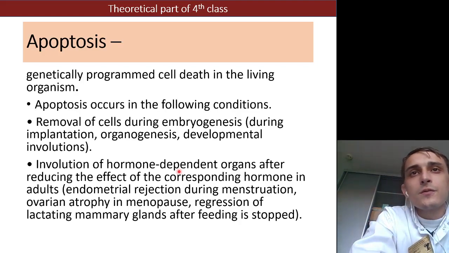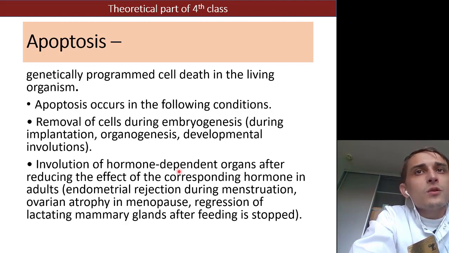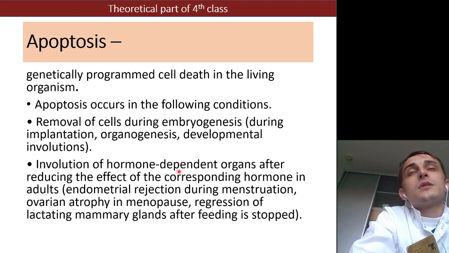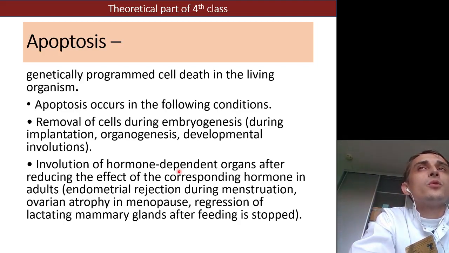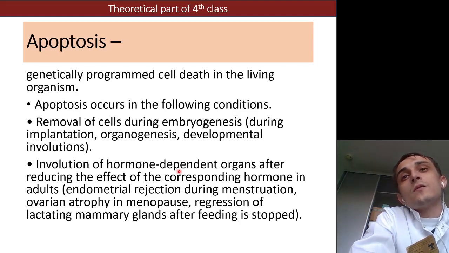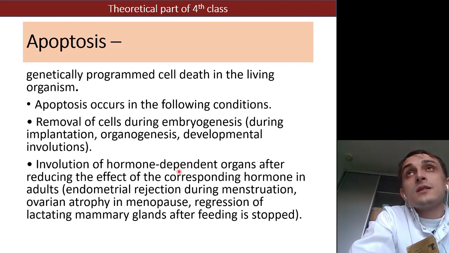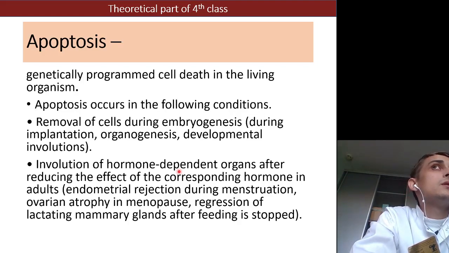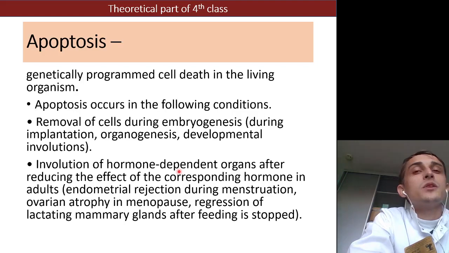Mostly it is associated with stopping of functional activity as a result of ending of embryogenesis. For example, some additional organs of the embryo. Sometimes it may be associated with hormonal response tissues. It may be associated with involution of hormone-dependent organs after reduction of the effects of the same hormones. Most of all, it is associated with sexual glands in elderly patients. It may be associated with decrease of the mammary gland after the lactation period, and something about it.